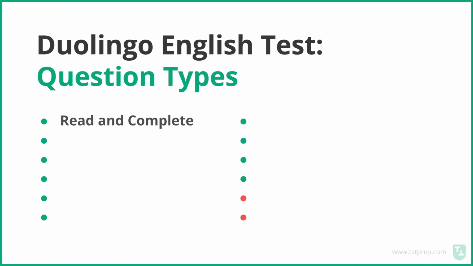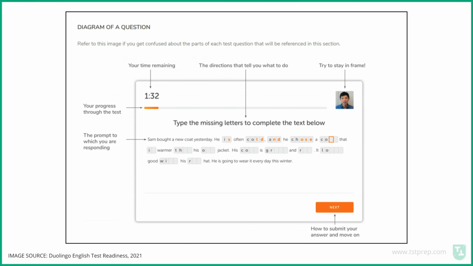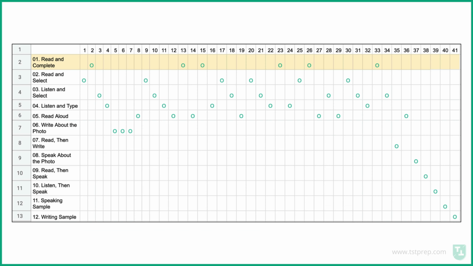So the first question type is the read and complete question type. It looks something like this, where you have to type in the missing letters in the reading text. And there will be about 6 questions on the Duolingo English Test of this type, read and complete. They're spread out throughout the test.